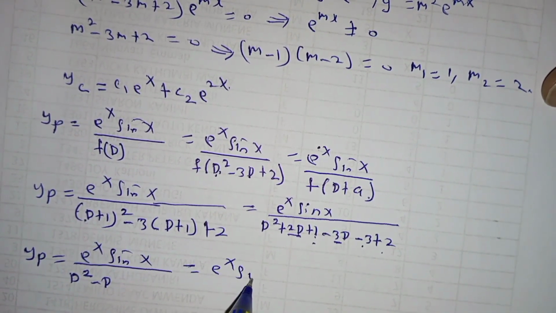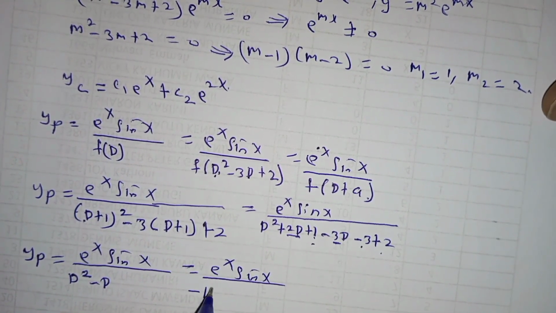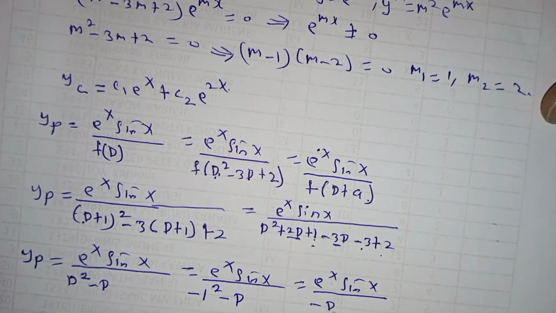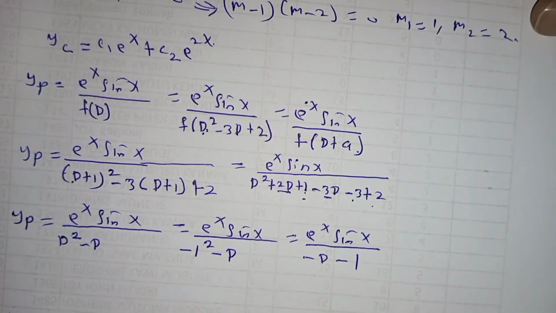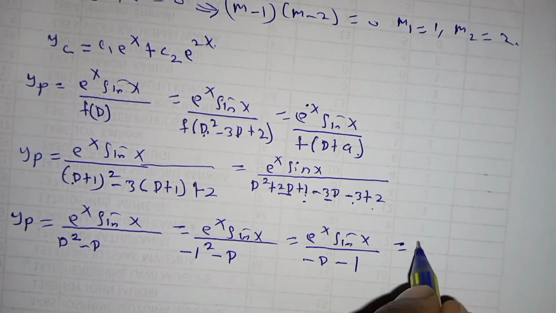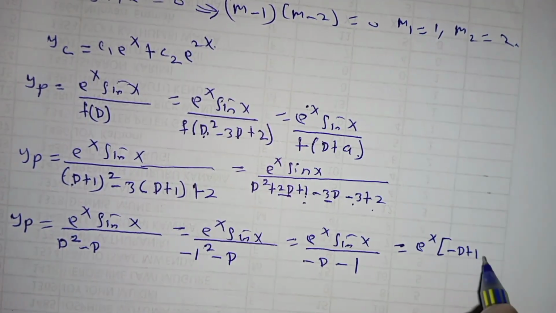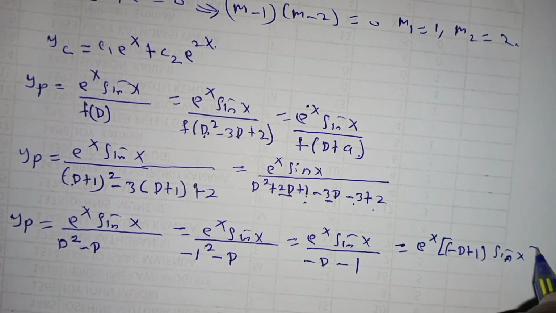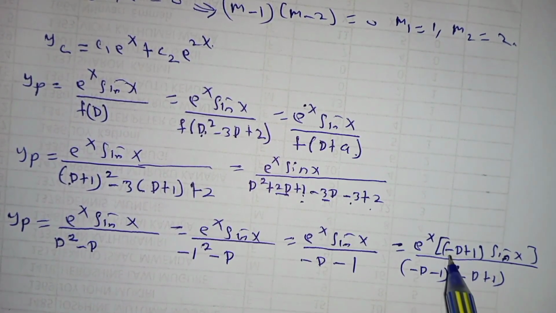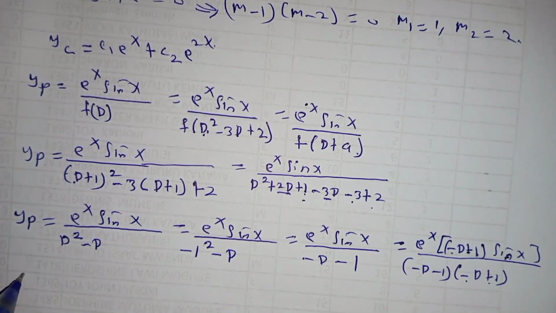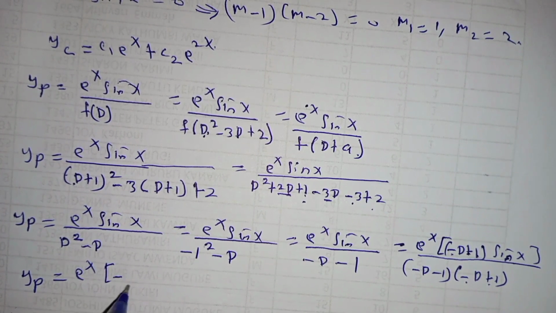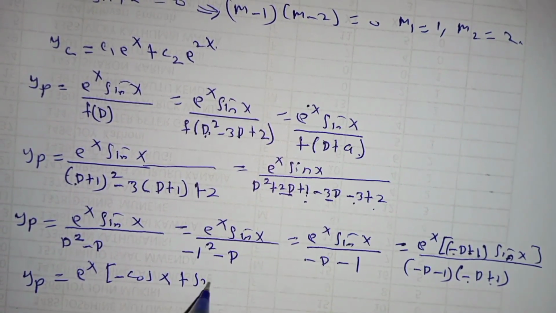which is equal to exponential x sine of x divided by d squared minus d, which is equal to exponential x sine of x divided by minus d minus 1, which can be written as exponential x bracket minus d plus 1, close the bracket, sine of x divided by minus d minus 1 multiplying by minus d plus 1. So I have multiplied by minus d plus 1 and I have divided by the same, which does not change our operation. So yp is equal to exponential x into bracket minus cos of x plus sine of x.